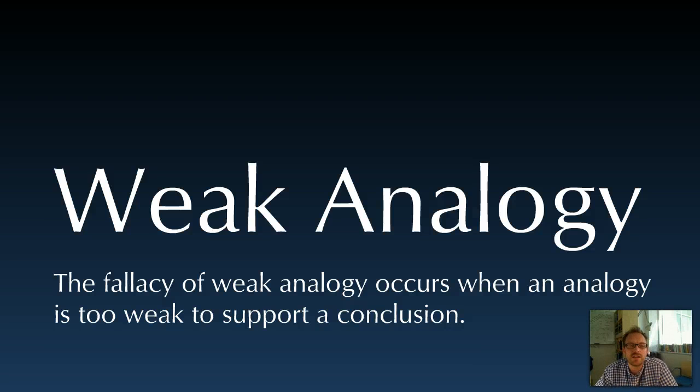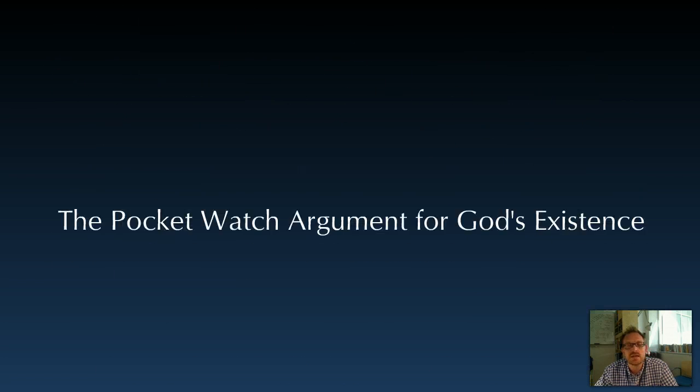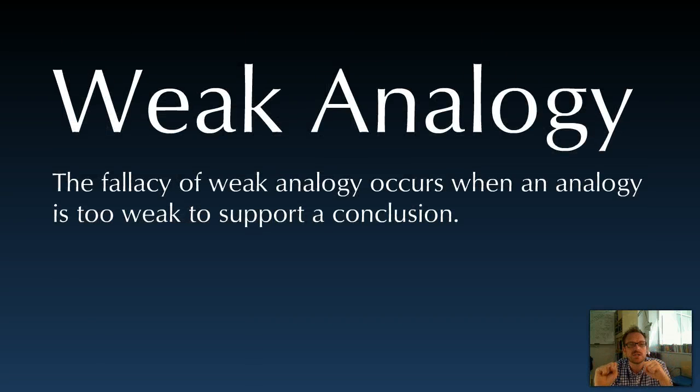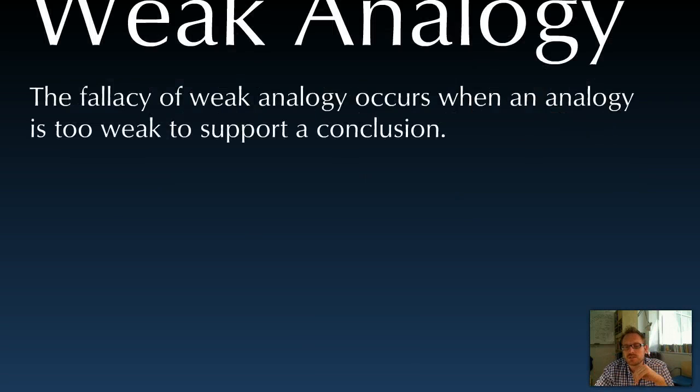The next fallacy is the fallacy of weak analogy. And remember, the fallacy of weak analogy occurs when an analogy is too weak to support a conclusion. So remind ourselves, what is an analogy? An analogy is when you take two different items, two different relationships, and say that one relationship is similar in some respect to the other. Not identical, but similar in function in some way, right? So let's give some examples here.